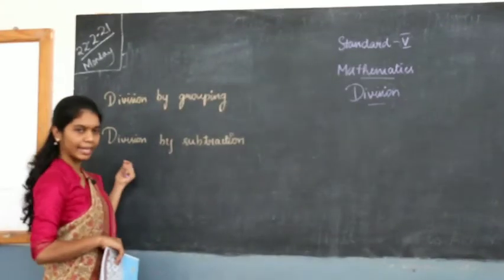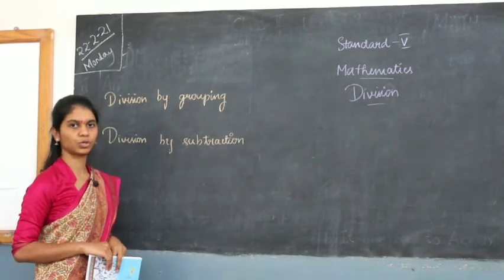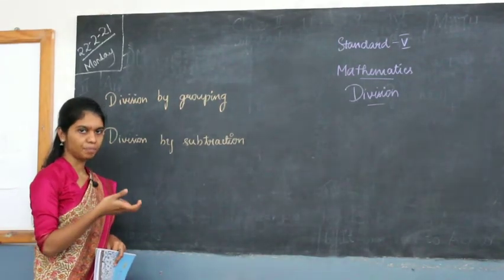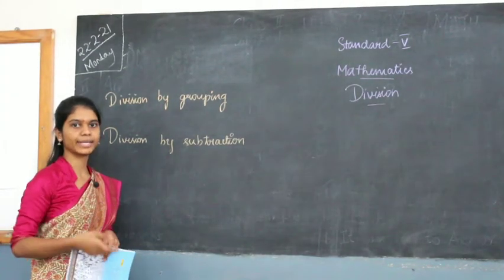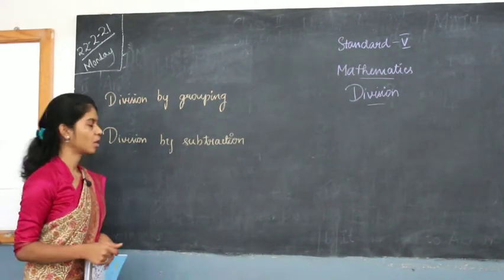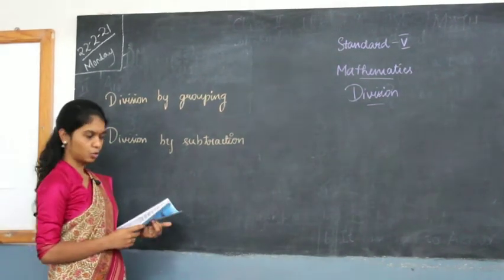One is division by grouping. In division by grouping, you will group the things into equal parts. And the second one is division by subtraction. In division by subtraction, you will keep on subtracting the number from the bigger number so that you will get 0 or a remainder which is less than the given number. Okay, so now we are first going to see division by grouping.